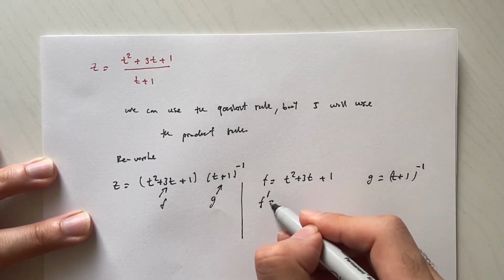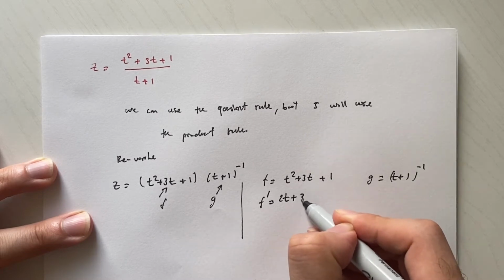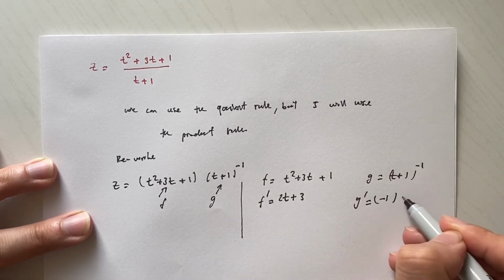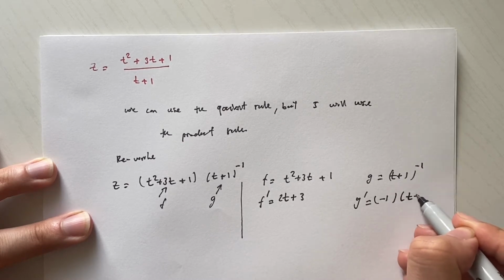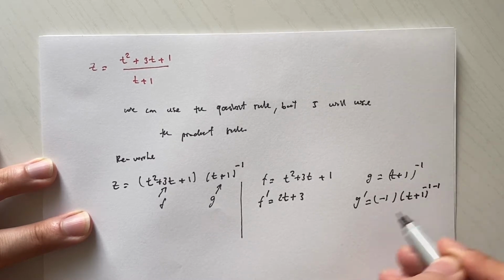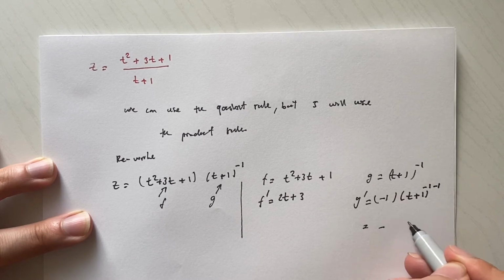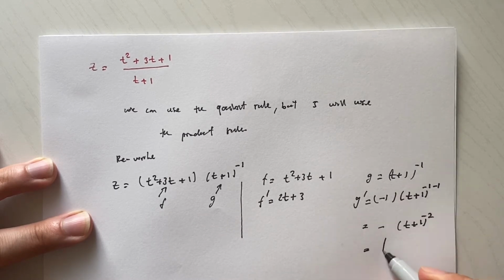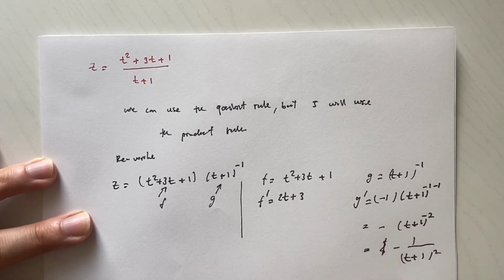Now I'm gonna take the derivative of each. This is using the power rule, and then for g what I'm gonna use is first the power rule, and then I'm gonna apply the chain rule to take the derivative of the inside, which is just 1. And this term can be written as -1 over t plus 1 all squared.